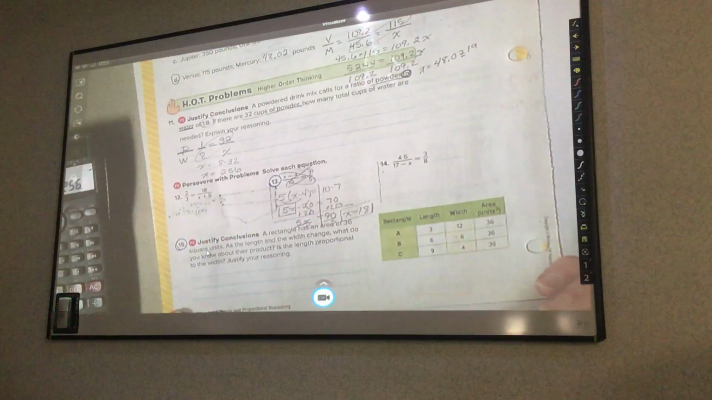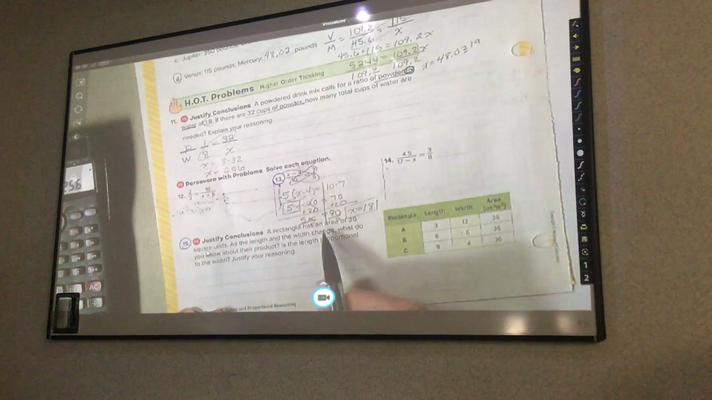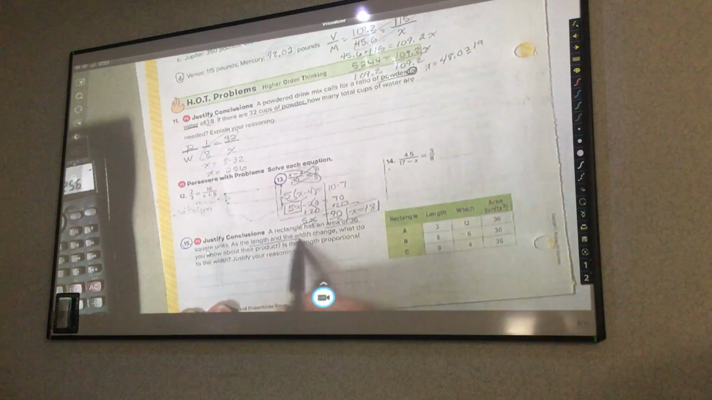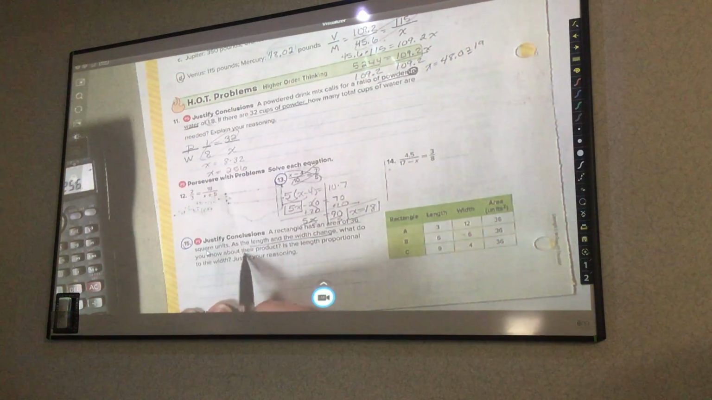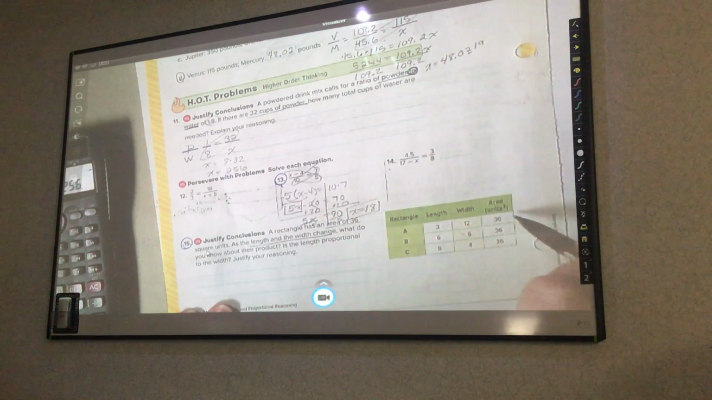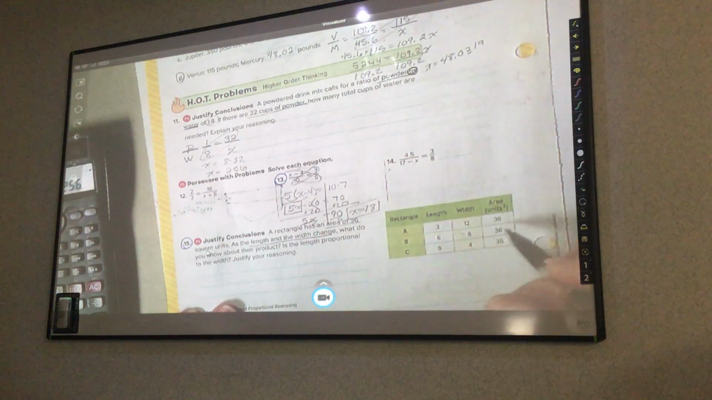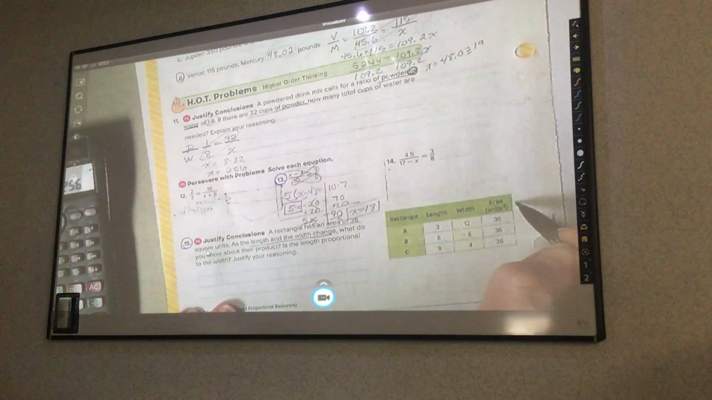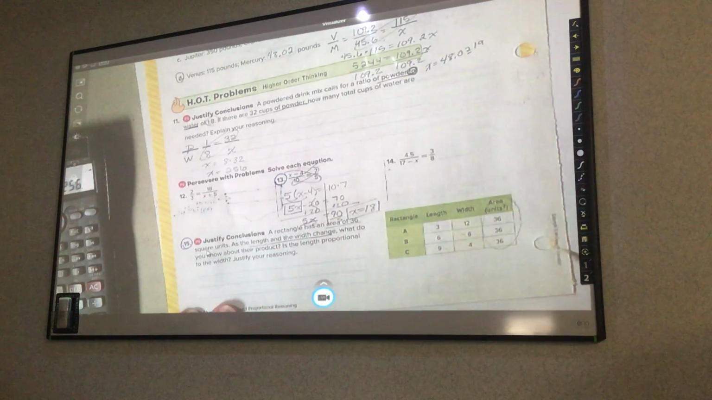And 15. A rectangle has an area of 36 square units. As the length and the width change, what do you know about their product? So we have 3 and 12, the product is 36. 6 and 6, the product is 36. 9 and 4, the product is 36. Does something change on the product? No. So what you would just say is that the product stays the same, because it all equals 36.